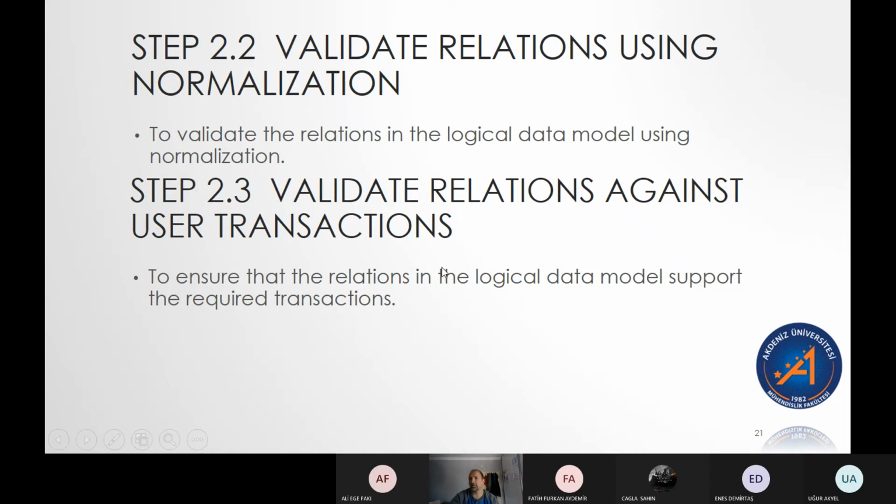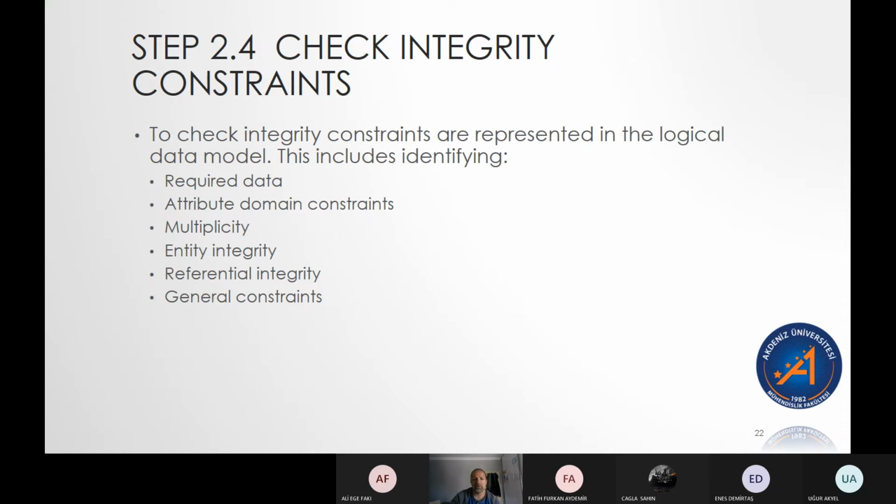We also validate against user transactions. This is just making sure that the ways that we understand the user is planning to use our system, the relations are connected in the way that makes the most sense. We'll also make sure that integrity constraints are represented. What's required data? In other words, what can and cannot be null? What are some of the domain constraints? Are we going to put a constraint on birth date that it has to be in the past? Are we going to put a constraint on gender that it has to be male or female? Stuff like that may be something that we'll consider putting domain constraints on.